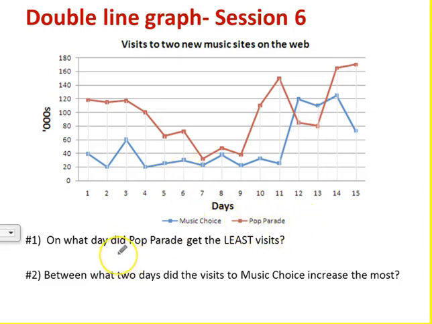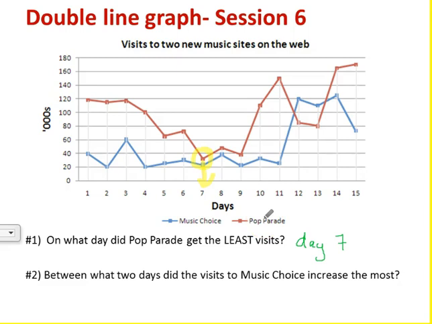So what other type of things can we figure out from this graph? On what day did Pop Parade get the least number of visits? That means we need to look at the red line that represents Pop Parade and look for the least number of visits. So it's going to be the point that's below all the other points, and it looks like that's occurring right here. So what day is that? Day 7. We go down and we see that that's day 7. So on day 7, Pop Parade had the least number of visits.